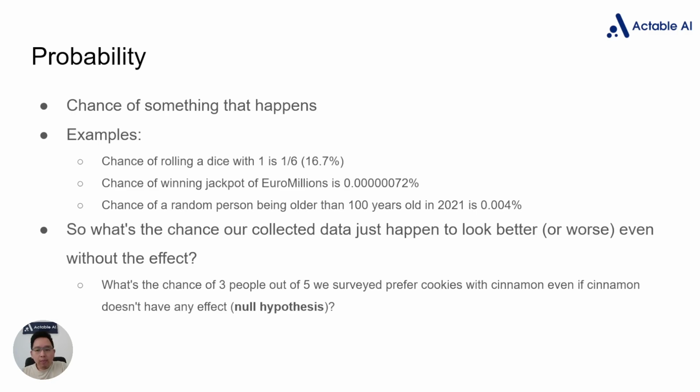So going back to the hypothesis, given that the data is small, we need to know the chance of our collected data looking better even without any effect. For example, if we survey only 5 people who taste the cookies with cinnamon, what would be the chance of 3 out of 5 people or more saying they prefer the cookies with cinnamon over those without, even though cinnamon doesn't add any effect to the cookies?